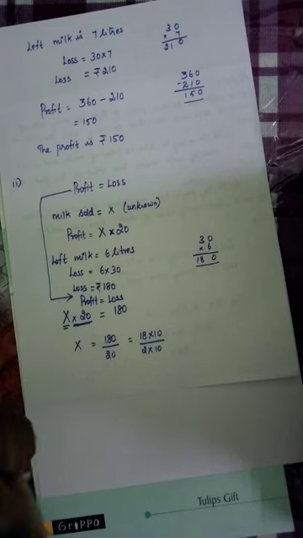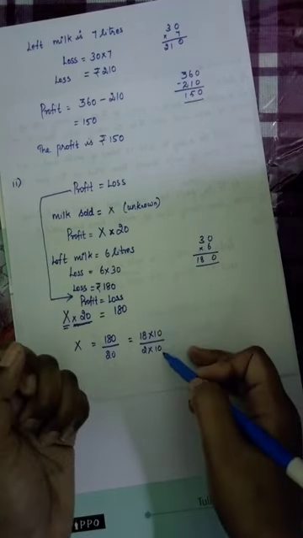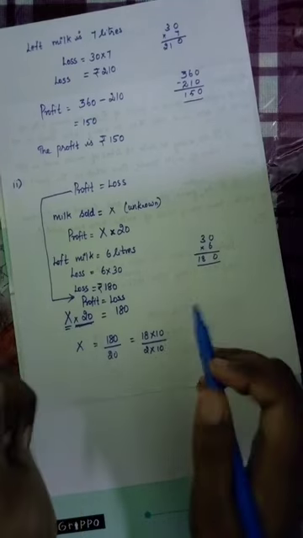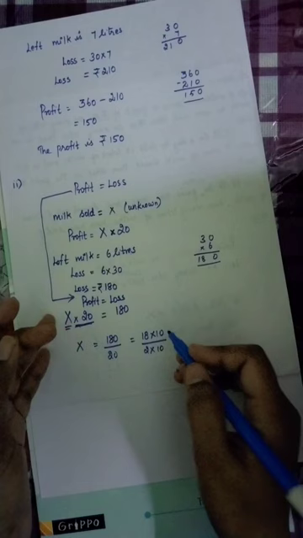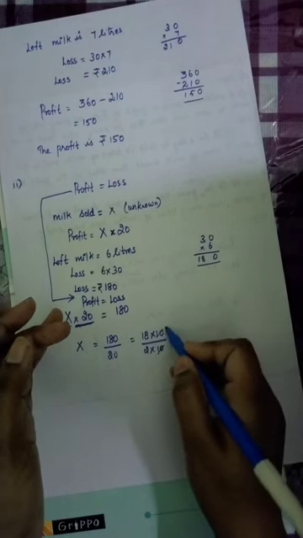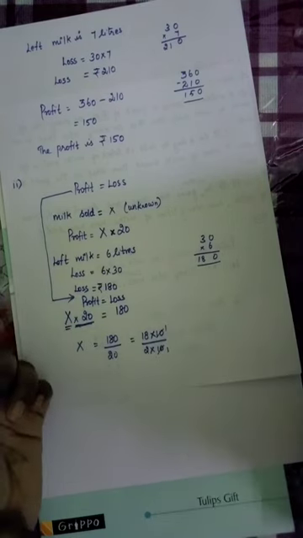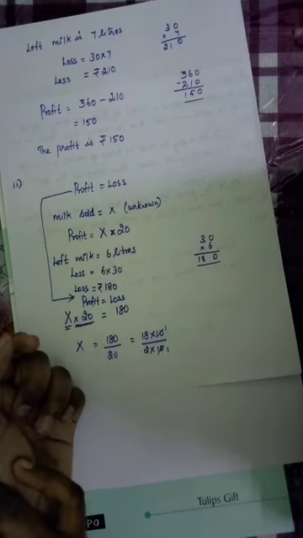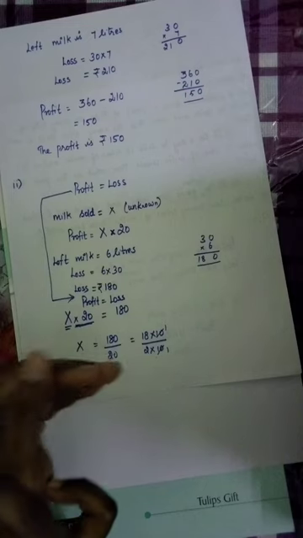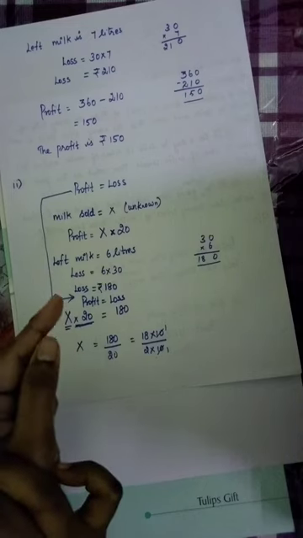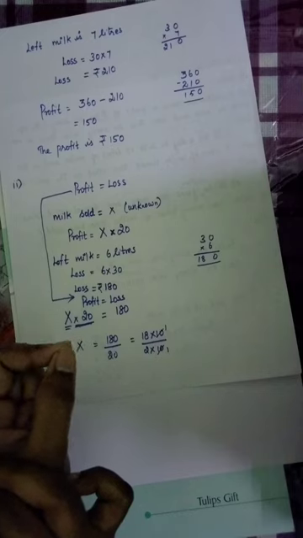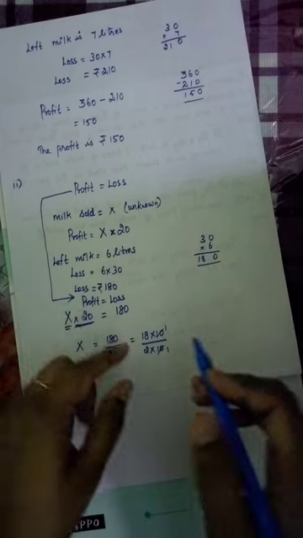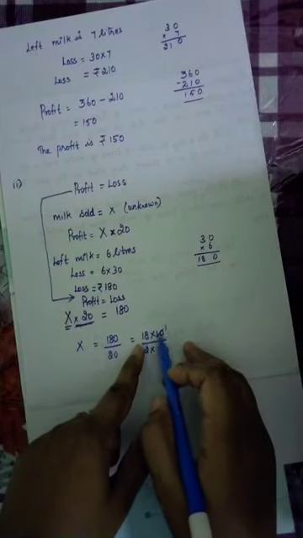Next, see, in the numerator and denominator both the numbers are the same, 10 and 10. If both numbers are the same, we can cancel each other and write 1 over there. So next, what is 18 into 1? It is 18, so we have 18 divided by 2 into 1, which is 2.